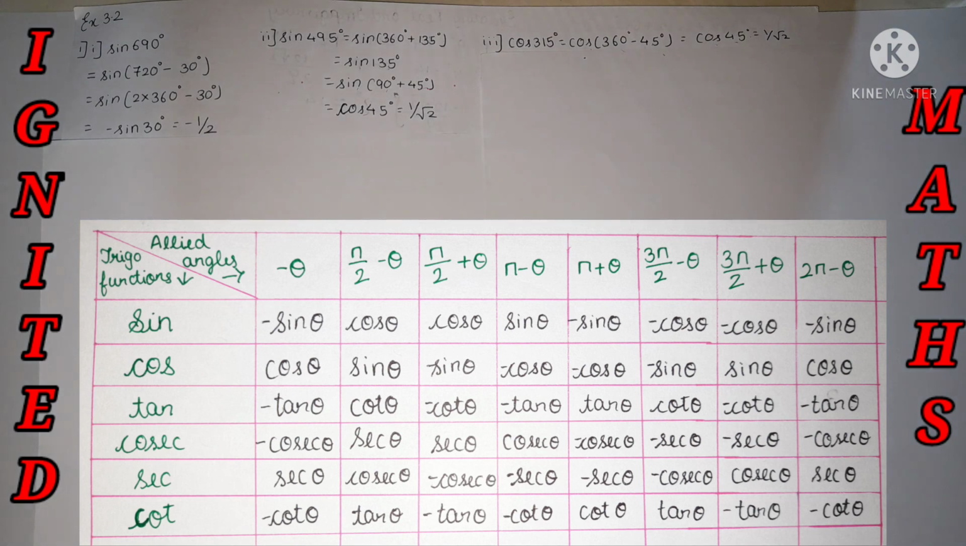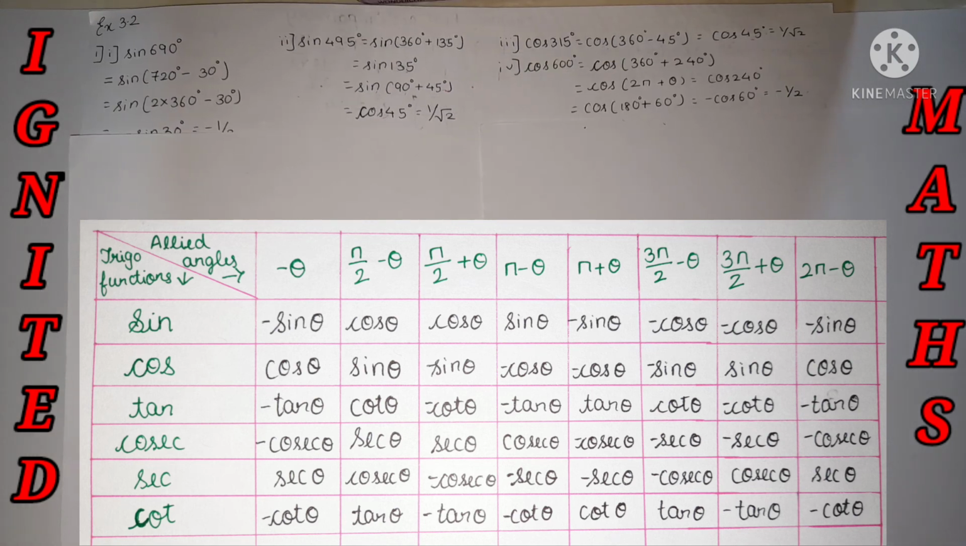Okay. So we have split it in such a way by using the allied angles and the trigonometric tables that we can find the answer to any type of sum. Let's start with the fourth sub question.